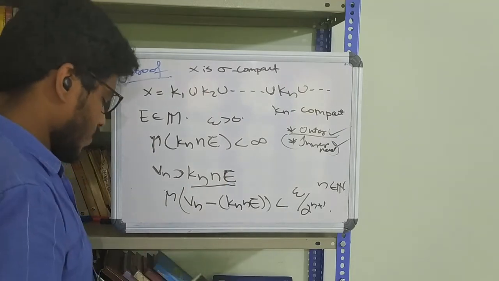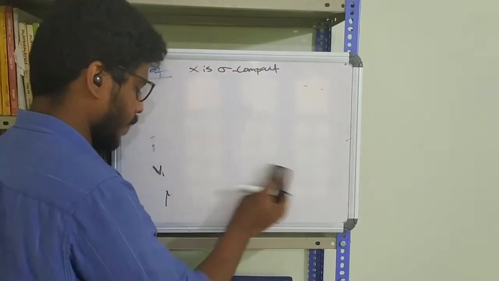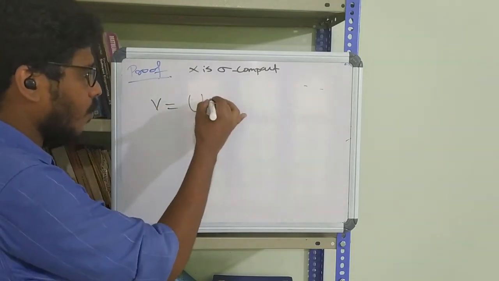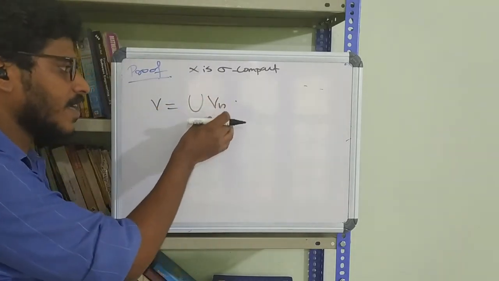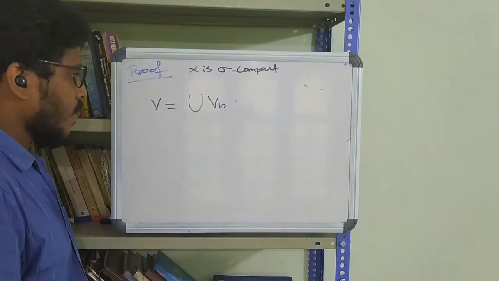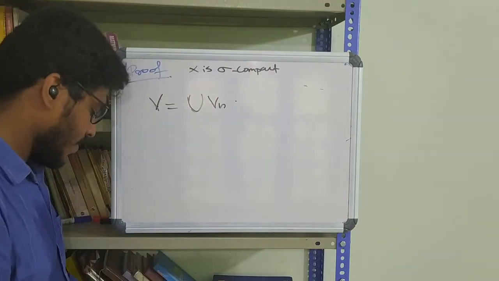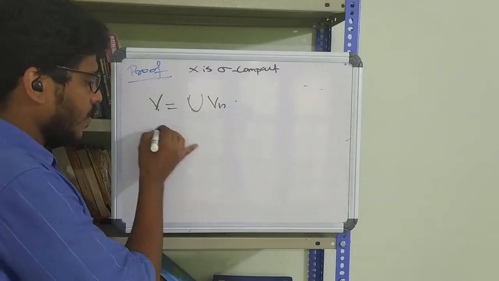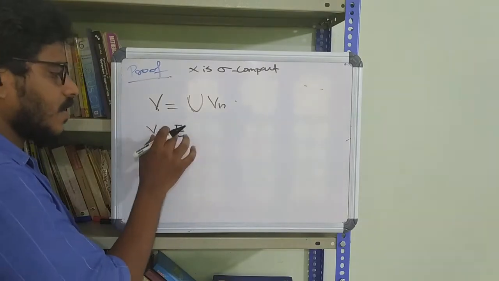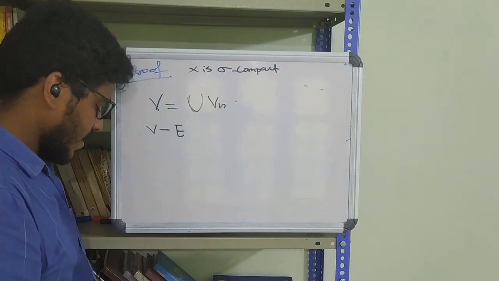Right. So now we make a construction. Let V be the union of all those Vn's. See, each Vn corresponds to each Kn. So let capital V be the union of all those Vn's. Then V minus E. See, these are all set differences. Remember, these are not just a negative sign or minus. These are set differences.